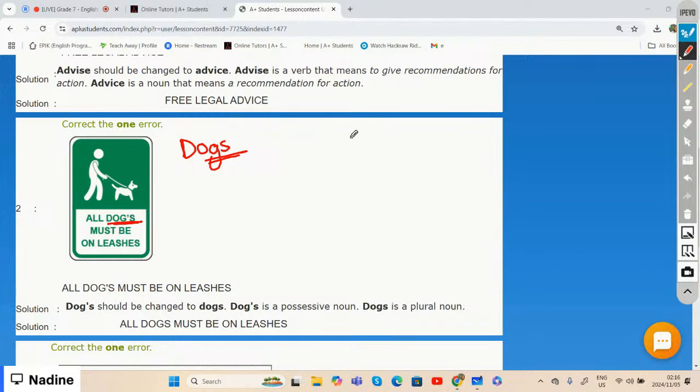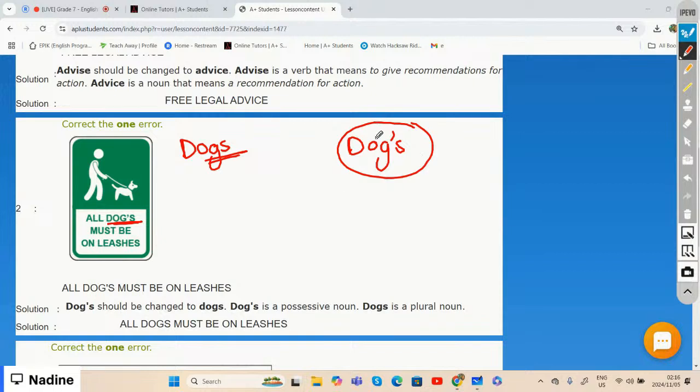This word, if we say dog's, then it means that we are specifically referring to a specific dog. It's like saying it is the dog's bone. We are making mention of one dog. It's a possessive noun that shows that, for example, it's something belonging to that one dog.